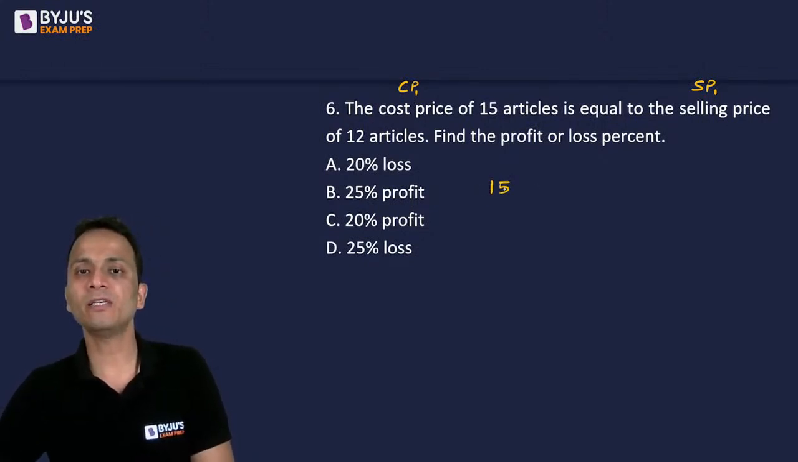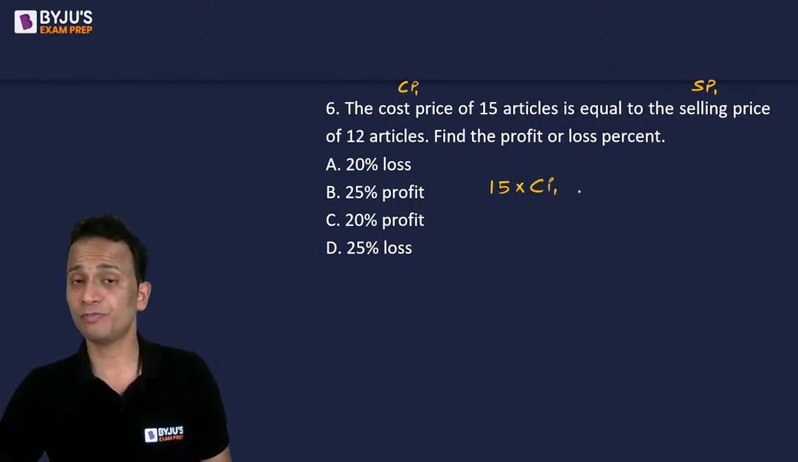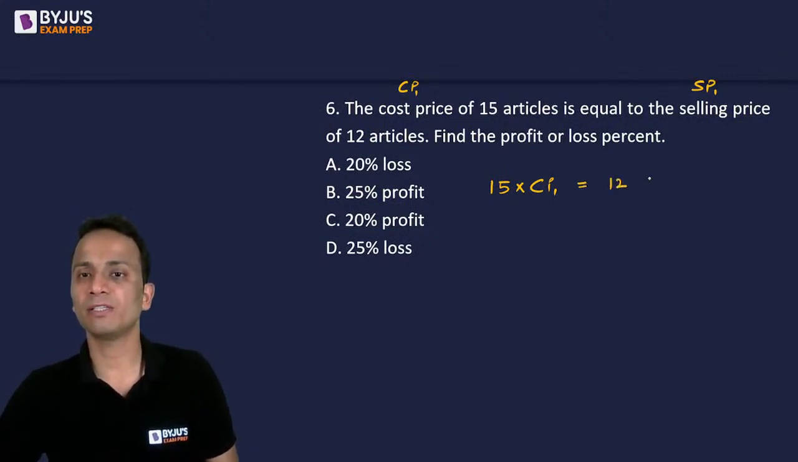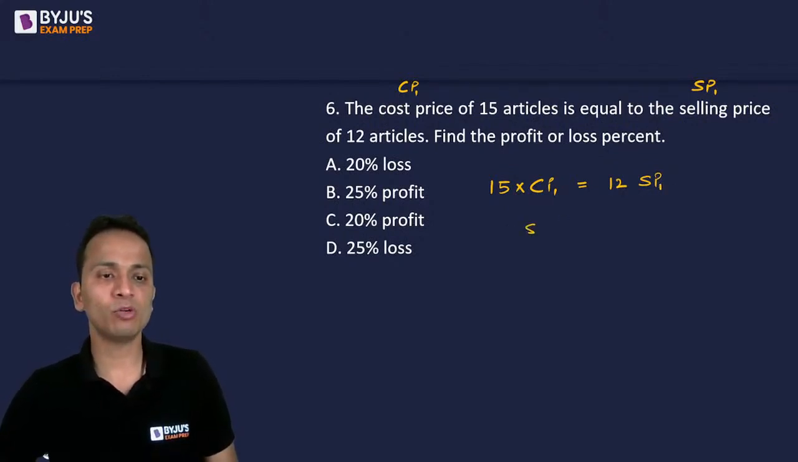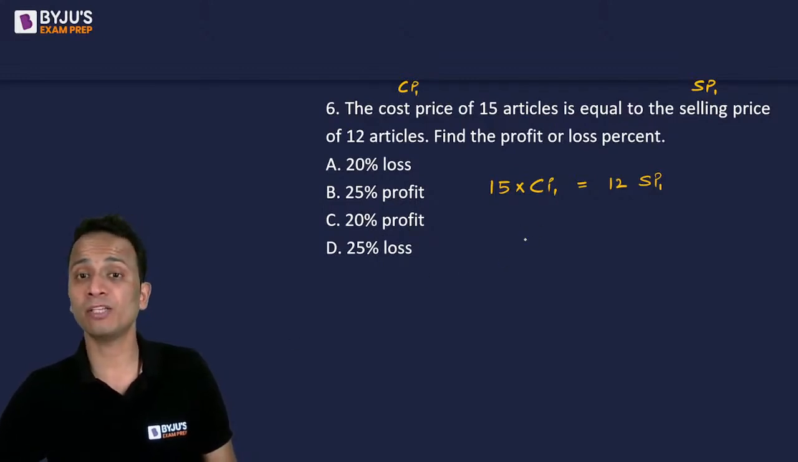So cost price of 15 articles will be 15 times the cost price of one article, is equal to the selling price of 12 articles. So 12 times selling price of one article, right? So now from here, I can find out the ratio of the cost price of one article and the selling price of one article.